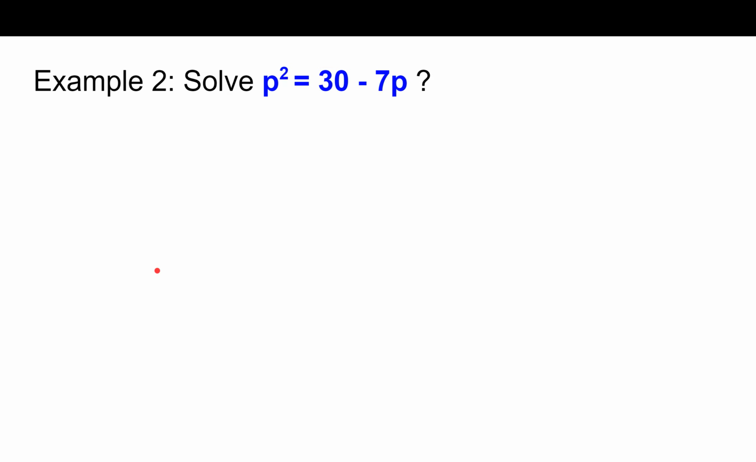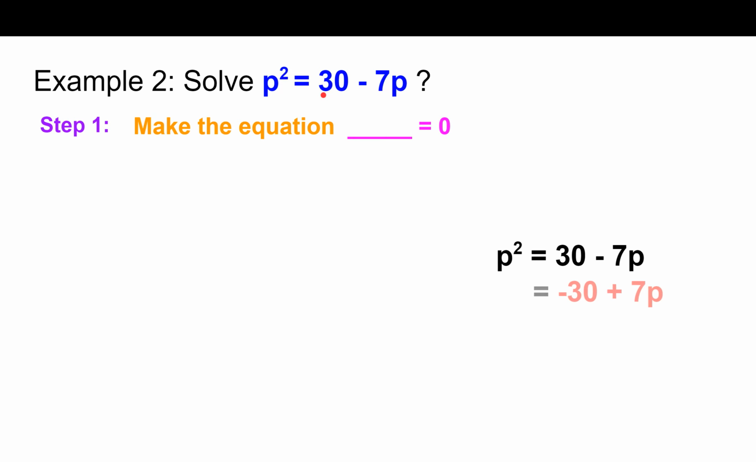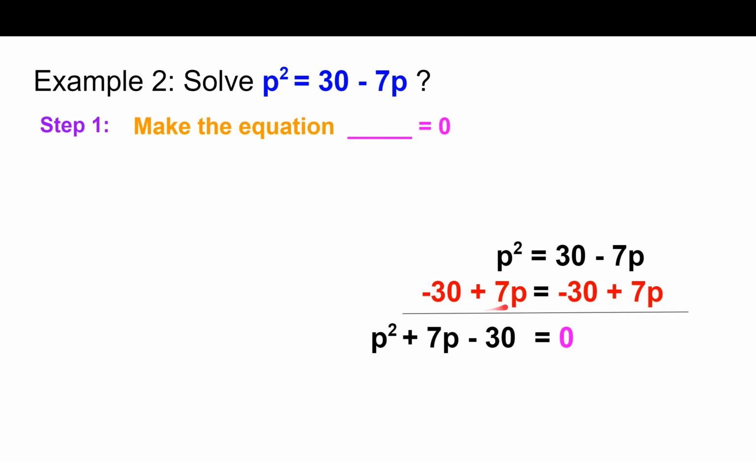Now, what if I have something like this? p squared equals 30 minus 7p. You notice it's not in x, so you can easily put it in x. And you're going to have to move these to the other side to make it equal to 0. So this is pretty much the first step. There's a negative 7p and there's a 30. To switch the sign, you're going to make it negative 30 and plus 7p. But what you do on one side, you have to do on the other. So the result on the right is 0. The result on the left is p squared plus 7p minus 30. Put it in standard form.